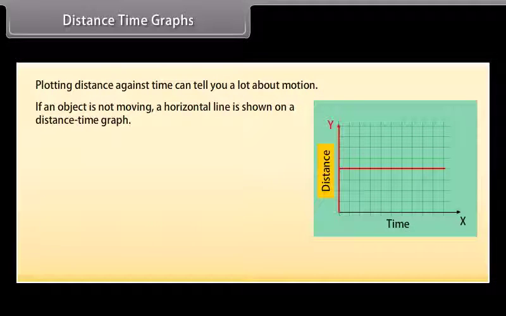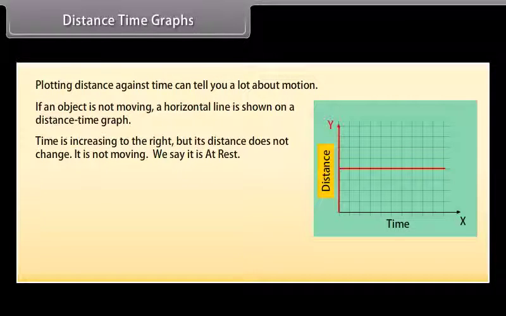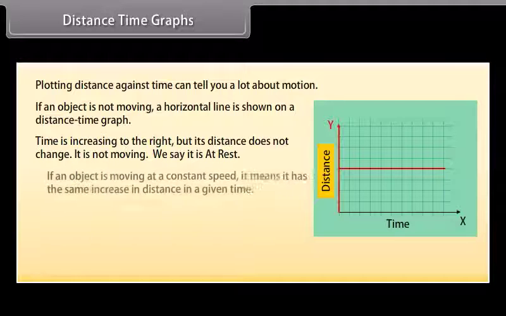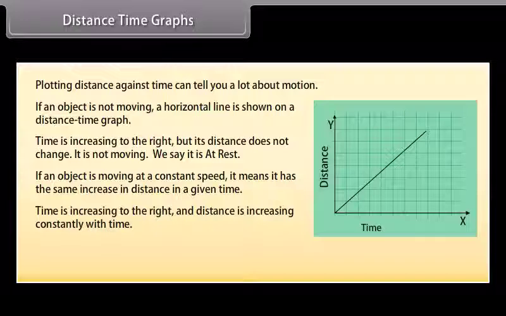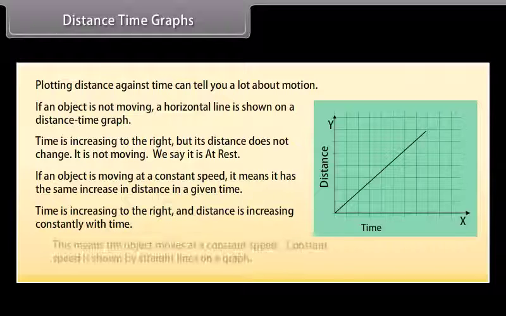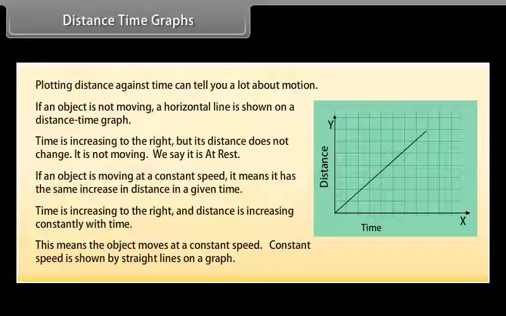If an object is not moving, a horizontal line is shown on a distance-time graph. We can see that the time is increasing to the right, but its distance does not change. It is not moving. We say it is at rest. If an object is moving at a constant speed, it means it has the same increase in distance in a given time. In the graph we can see that time is increasing to the right and distance is increasing constantly with time. This means the object moves at a constant speed. Constant speed is shown by straight lines on a graph.